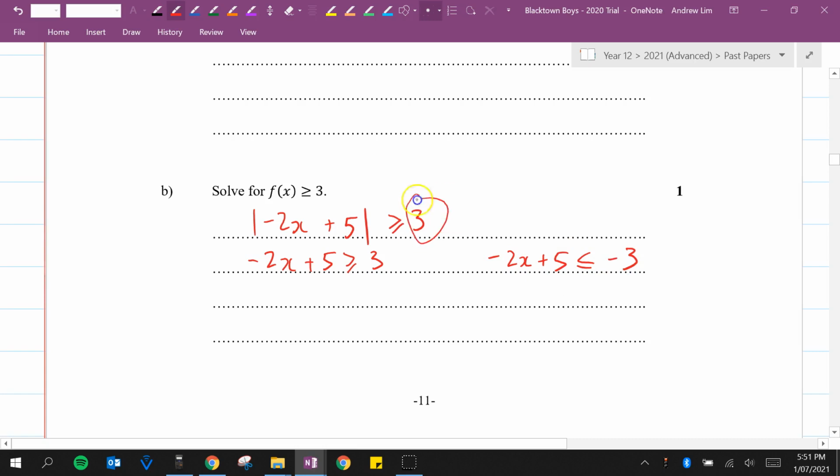Okay, I have to flip the sign as well as change that sign. So now we can solve these two inequations. We have minus 2x is greater than or equal to negative 2. Divide both sides by negative 2. That changes the inequality to x less than or equal to positive 1. Minus 2x is less than or equal to minus 8. Divide both sides by negative 2. This changes the inequality to x greater than or equal to positive 4. That's question 13.